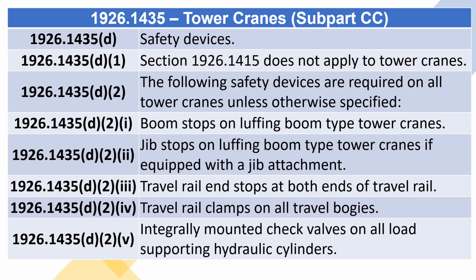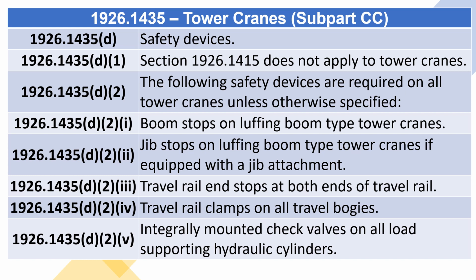1926.1435(d) Safety devices. 1926.1435(d)(1). Section 1926.1415 does not apply to tower cranes. 1926.1435(d)(2). The following safety devices are required on all tower cranes unless otherwise specified. 1926.1435(d)(2)(i) through (x). Boom stops on luffing boom type tower cranes. Jib stops on luffing boom type tower cranes if equipped with a jib attachment.